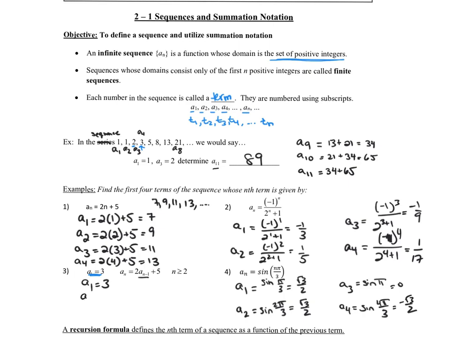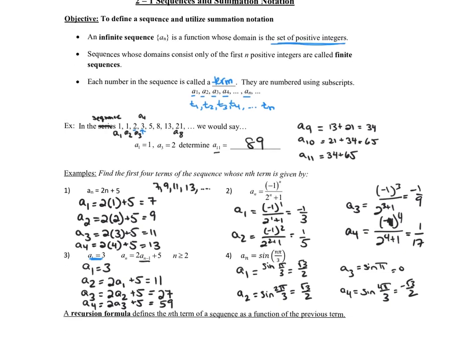But what's going to happen is that a2 is going to equal 2 times a1 plus 5. Well, we know that a1 is 3, so a2 is 2 times 3 plus 5, or 11. a3 is 2 times a2 plus 5. Well, we know that a2 is 11, so 2 times 11 plus 5 is 27. And then a4 is 2 times a3 plus 5, which is 59.